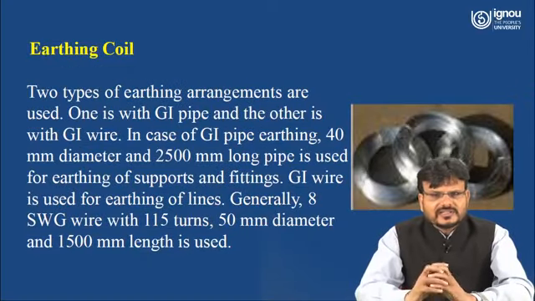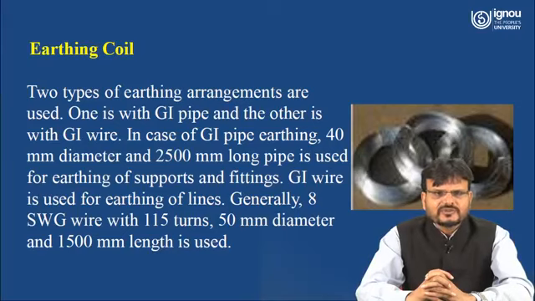Here you can see the earthing coil. Two types of earthing arrangement are used. One is with GI pipe and the other is with GI wire. In case of GI pipe earthing, a 40 mm diameter and 2500 mm long pipe is used for the earthing of support and feeding. GI wire is used for the earthing of the lines. Generally 8 SWG wire with 115 turns, 50 mm diameter and 1500 mm length is used for the earthing coil.